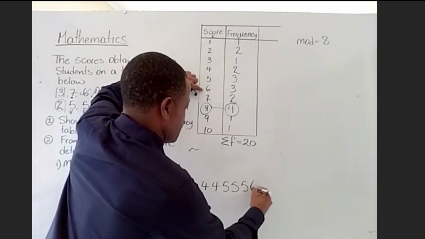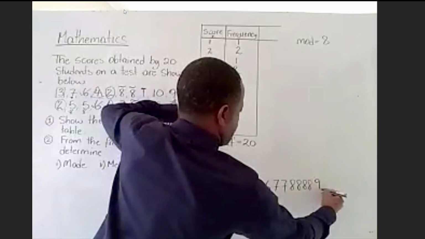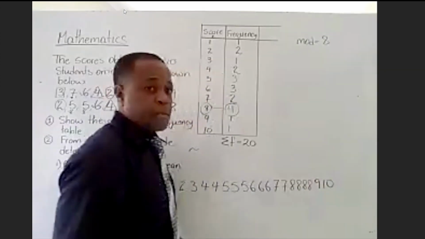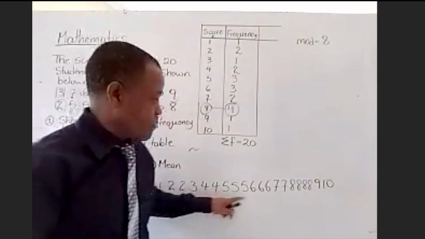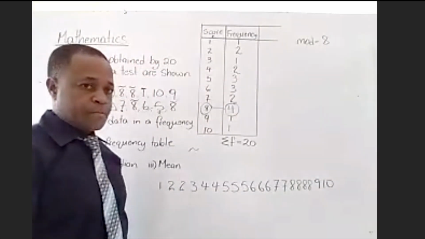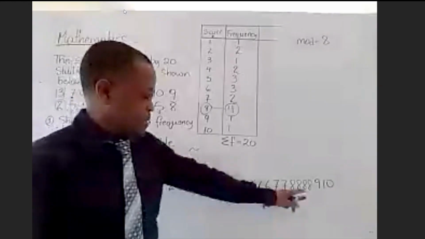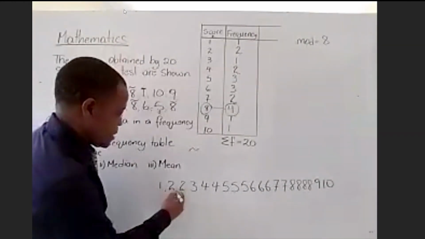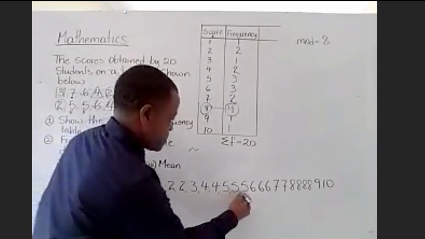6 appears 3 times. 7 appears times. 9 appears 1 time, and 10 appears 1 time. So we went ahead and wrote out the scores in ascending order. So we can just separate those.